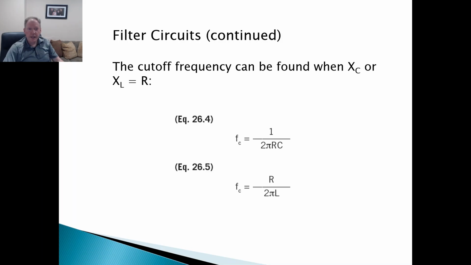And remember, FC, which would be the frequency here, so X of C equals 1/2 pi RC, or the frequency. Now we're going to say F of C equals 1/2 pi RC, and then the cutoff frequency for an inductor is R/2 pi L, right?